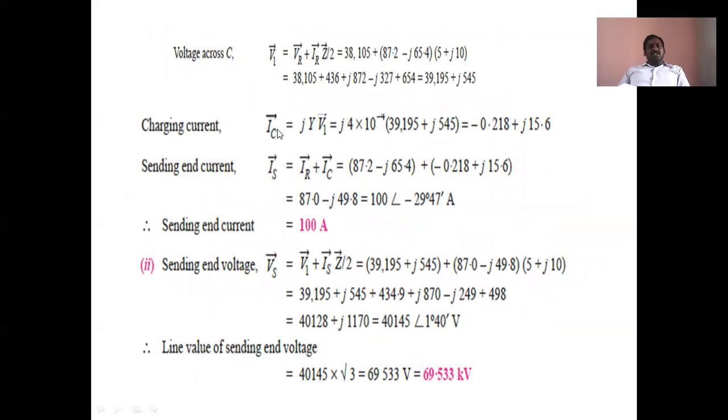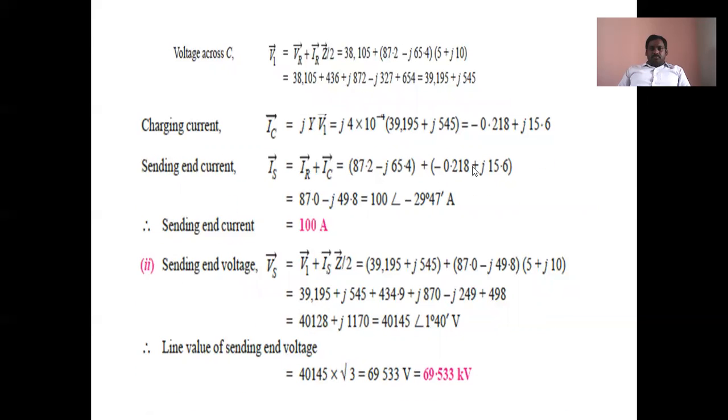So then the charging current IC bar is equal to, we know, J into Y into V1 bar or V dash bar, whatever it may be. Y is the susceptance for the 100 kilometer transmission line, we have calculated J4 into 10 power minus 4. So like this, the sending end current IS is equal to, by the current division rule, IR bar plus IC bar, substituting here for the sending end current.